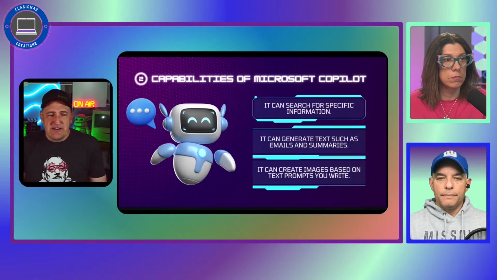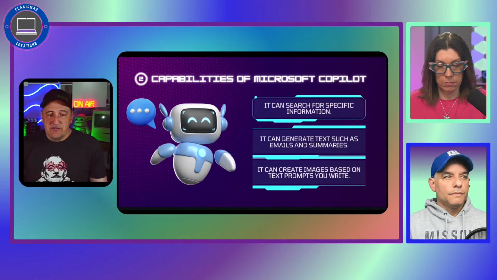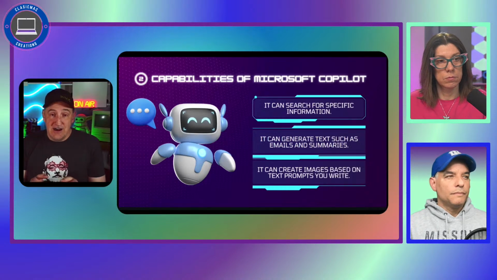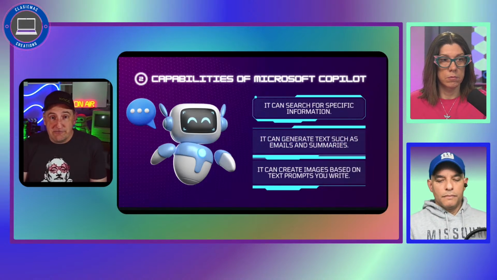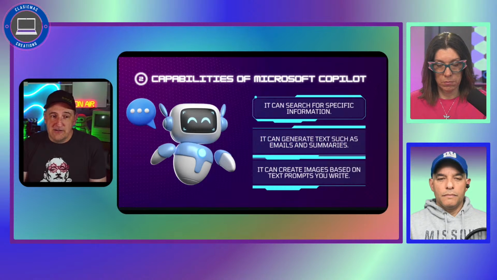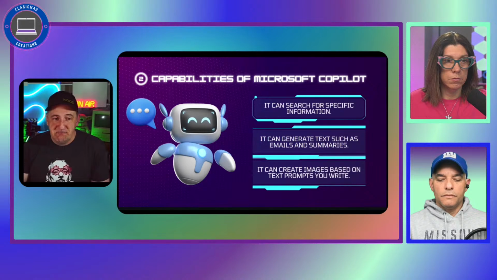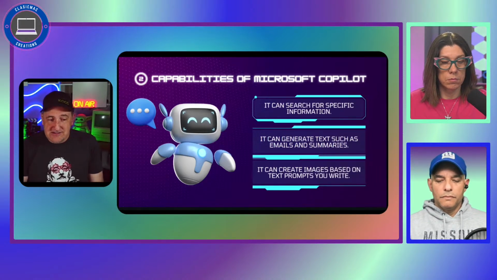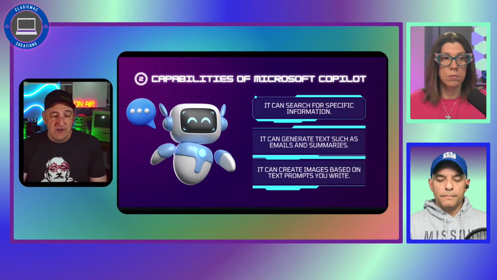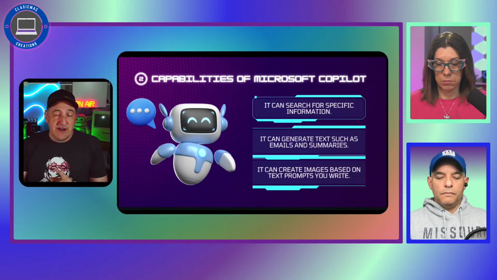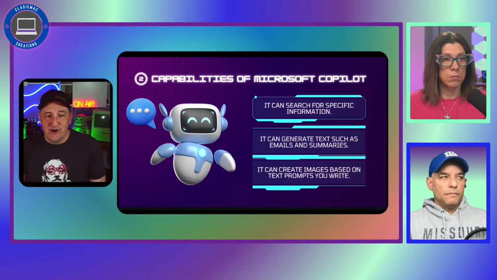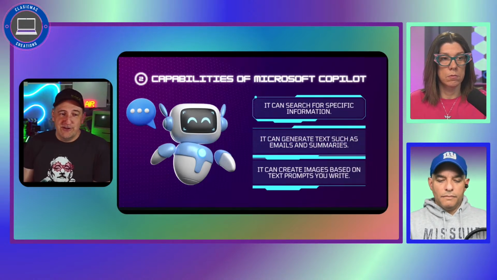And some of the capabilities of Microsoft Copilot: it can search for specific information, live and current information, which is one of the key differences between ChatGPT 3.5 and Microsoft Copilot. Copilot actually goes and gets that information from the internet that's current. It can generate text such as emails and summaries. It can create images based on text prompts that you write. And in our demo, I have a great little prompt that I think the both of you are really going to enjoy.